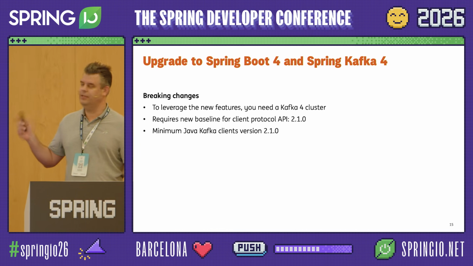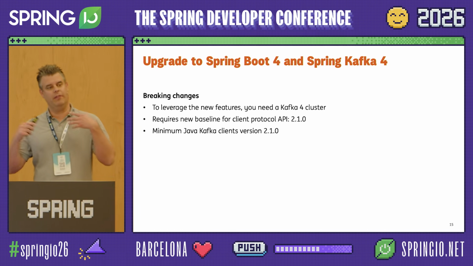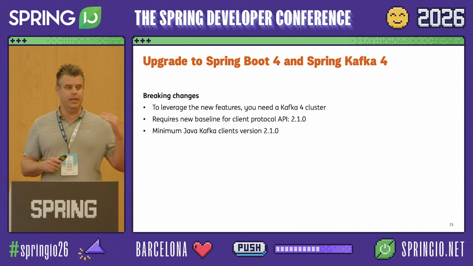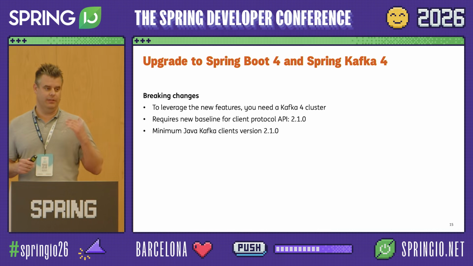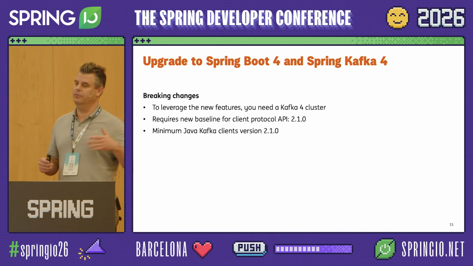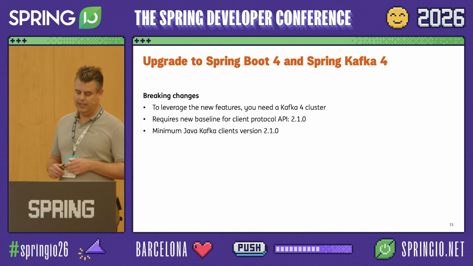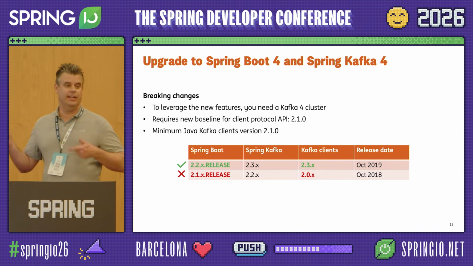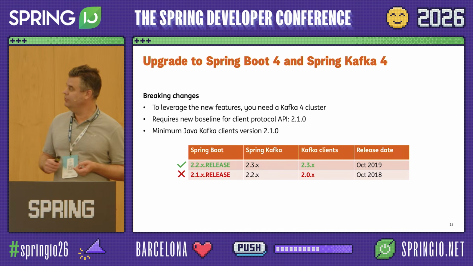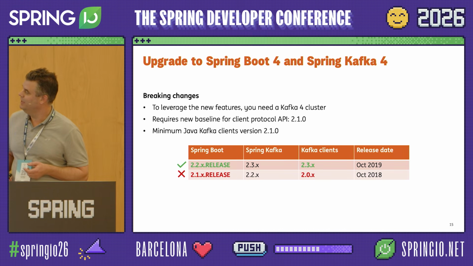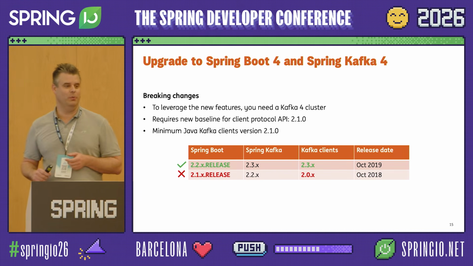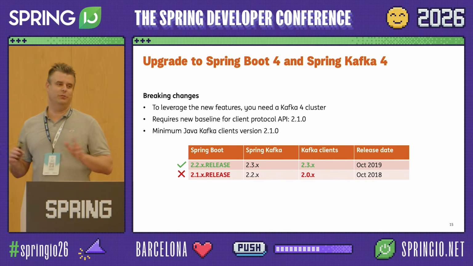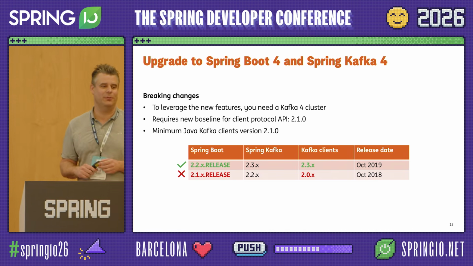One thing to remember is that from a Kafka broker perspective, there is a new baseline for the minimum Java Kafka client that comes with Spring Kafka, of course. And the minimum version is 2.1.0, and if we translate this all the way back to the version of Spring Boot, then we go back to version 2.2.0. So that's pretty old. It's from October 2019.